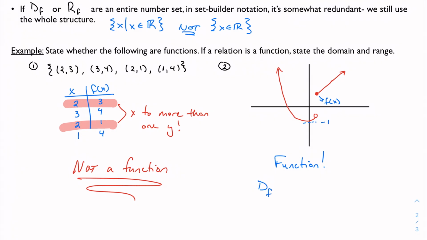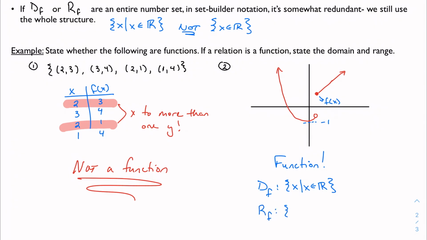So I want to know the domain. Well, the domain is all real numbers, right? This graph continues on and on forever. There are no gaps, there are no holes. Well, there is a hole, but not in the x's, right? Every x has a value. So it's just x such that x is a real number. That's just it.